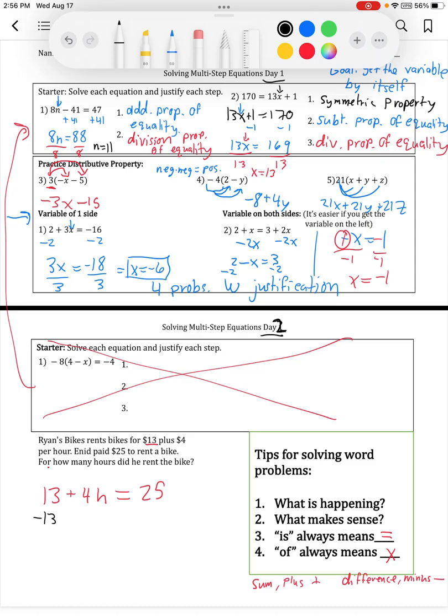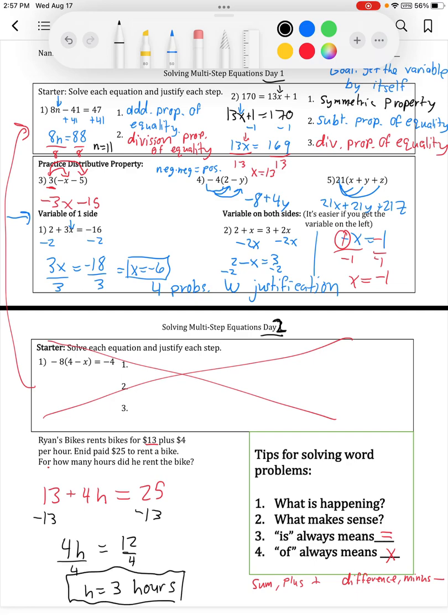So let's go ahead and we subtract 13 from both sides. I like to work from the thing that's furthest away from the variable, and that'll give us 4h is equal to 25 minus 13, which is 12. We divide by 4, giving us h is equal to 3. I don't know if I mentioned it earlier. I picked h because it stands for hours.